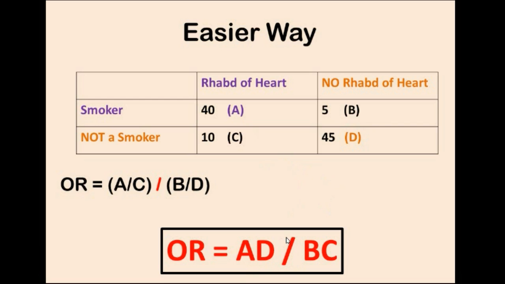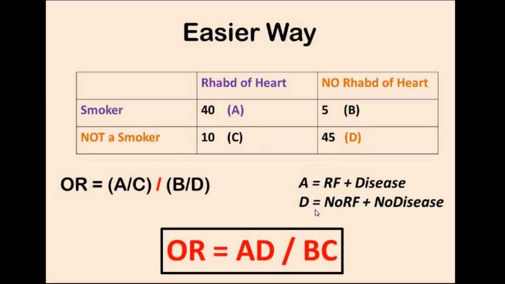Okay, so now all you have to know is which cells are A, B, C, and D. Well, one way to remember it is that the A cell is always in the top left corner, and the D cell is diagonal or opposite to it over here. The other way to remember is that A are the people who have the risk factor and have the disease, and D are on the completely opposite end of the spectrum, where they don't have the risk factor and they don't have the disease. Okay, and B and C are the others.